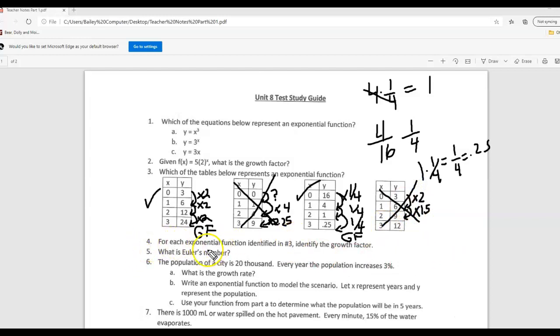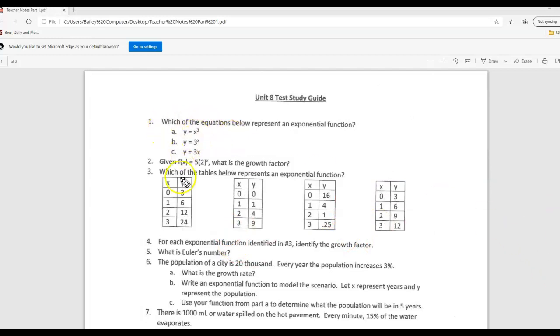So it says here, for each exponential function identified in number 3, identify the growth factor. We already did that. So for the first one here, the growth factor was 2. And for this one here, the growth factor was 4. Okay? And so that's what exponential functions are. That's how they look in tables or as equations, and that's what growth factors are.